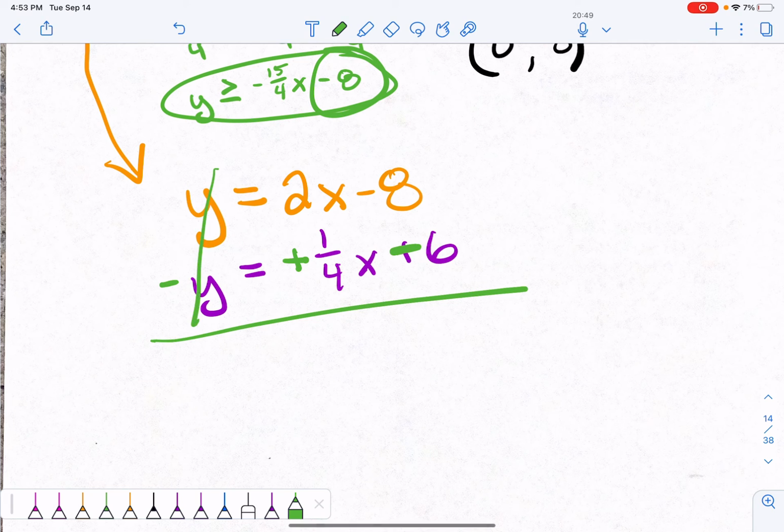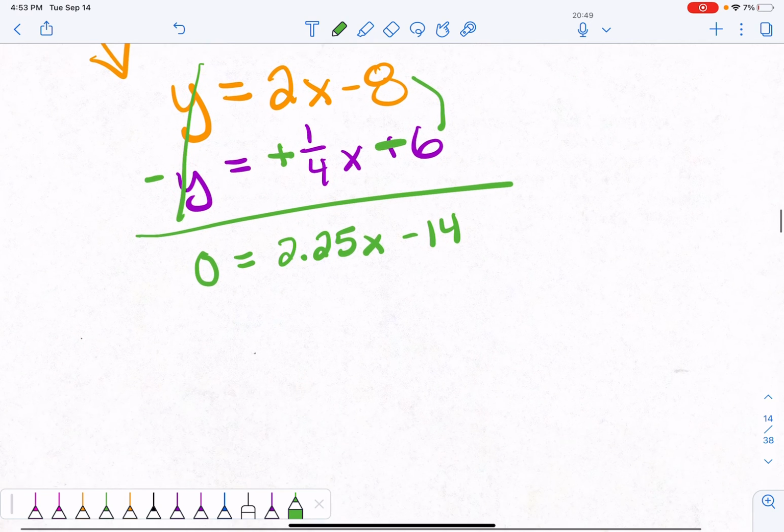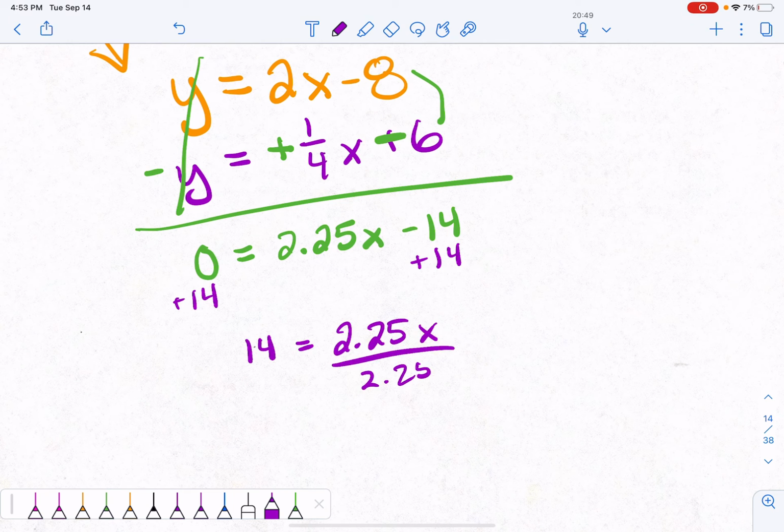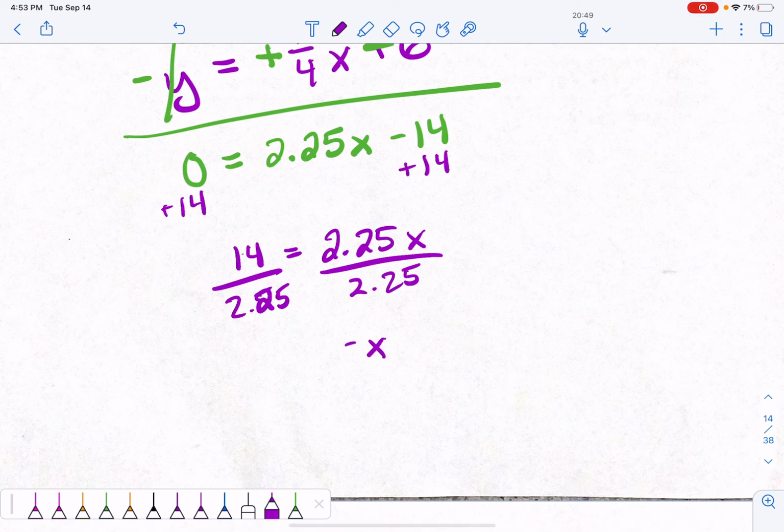So the y's are going to cancel out, so we'll have 0 left over here. And then 2x plus a fourth x is 2 1/4 x, but I'm going to end up dividing that, so I'm going to change it to a decimal and make it 2.25x, okay? And then negative 8 and negative 6 is negative 14. Then the last thing, I'm going to add 14. So I have 14 equals 2.25x. And if we divide by 2.25, x will be 6.2 repeating, or 6 2/9. 6.2 repeating. That's the x variable.